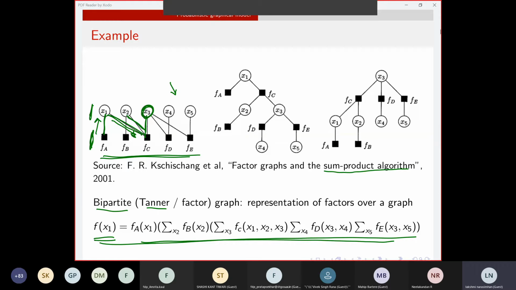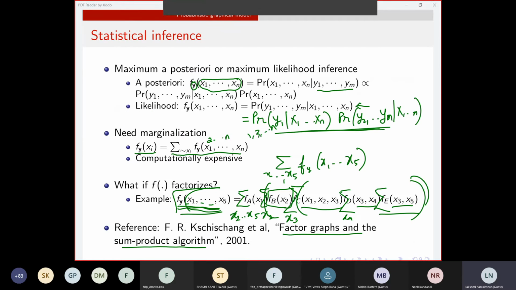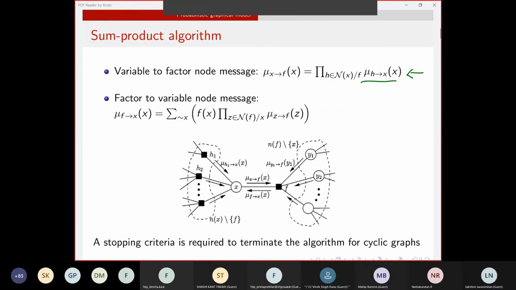So this variable node contains connections to 3 different factors. That is, it will get messages from 3 different factors. So when this variable node sends messages to these factor nodes in a later iteration, what this rule tells us is to just simply multiply all the messages that this variable node got and send it to the other node.